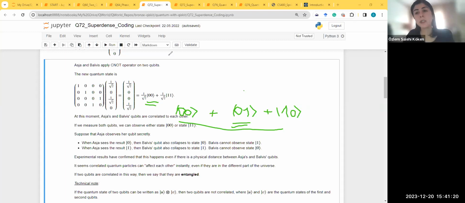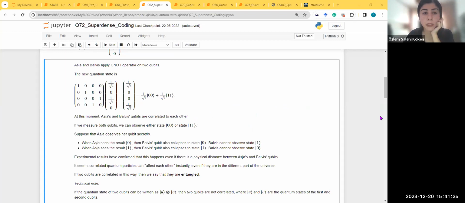But I just want to give you the idea that this is not the only entangled state. There can be some other entangled states. Any questions?